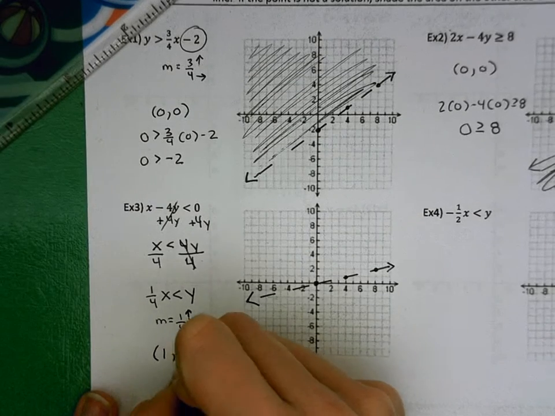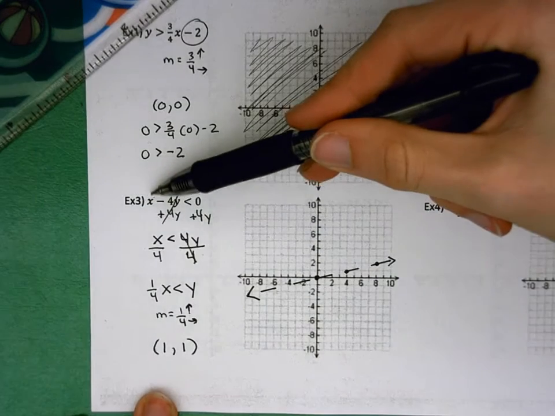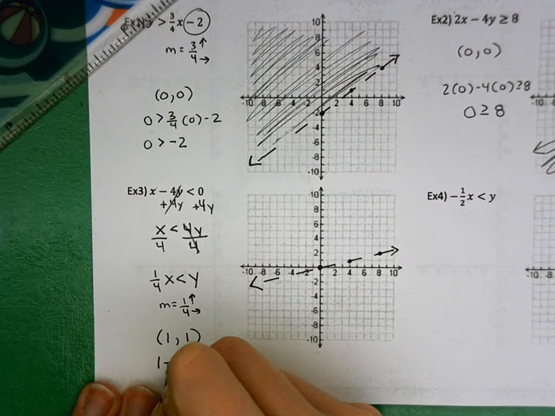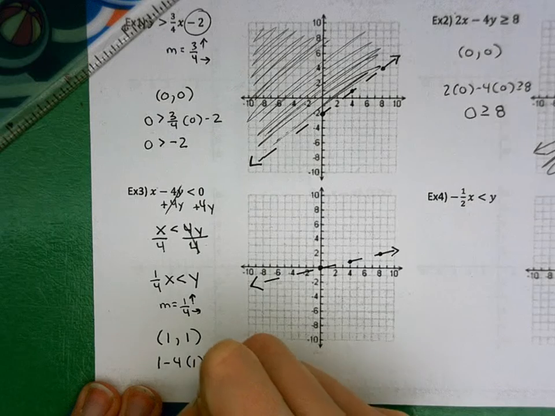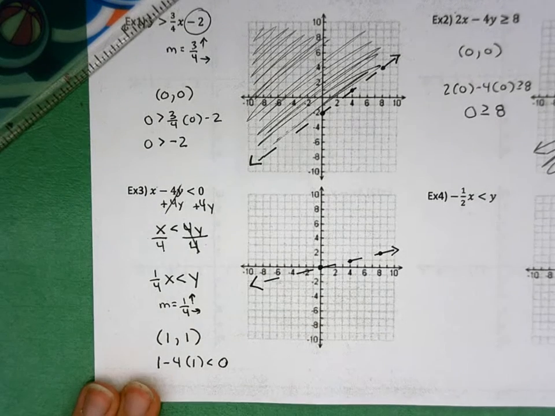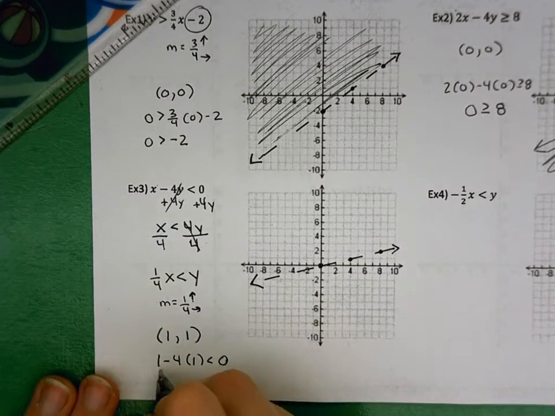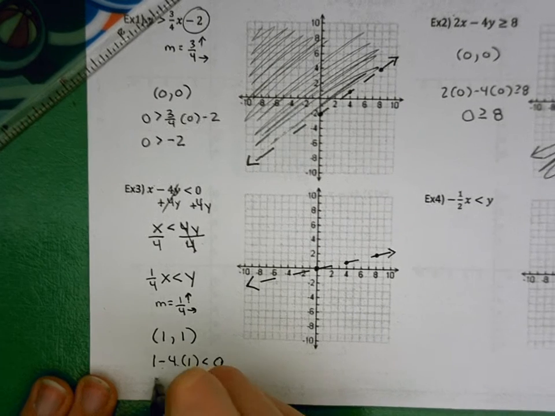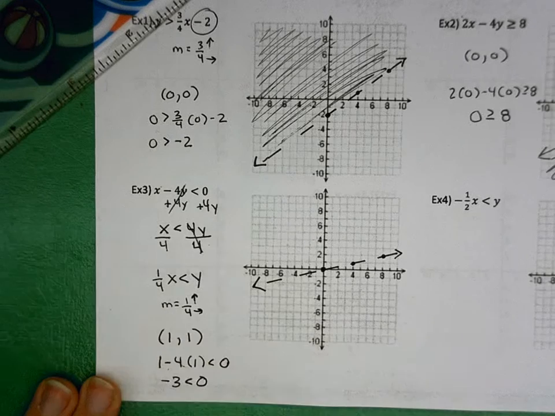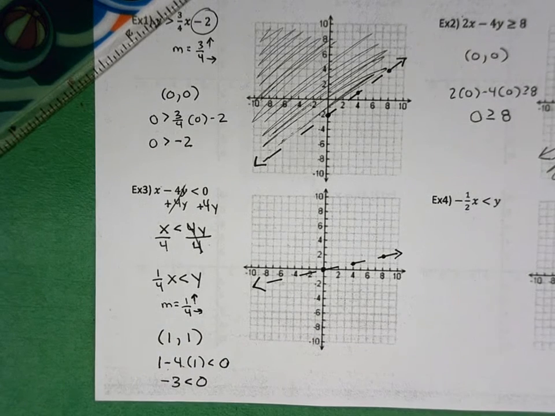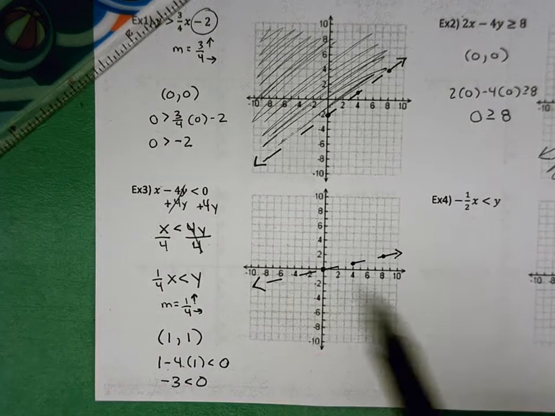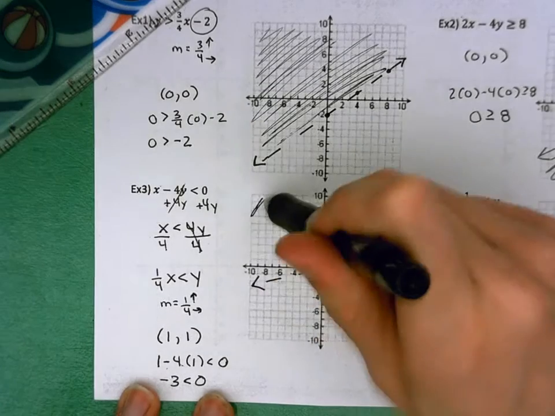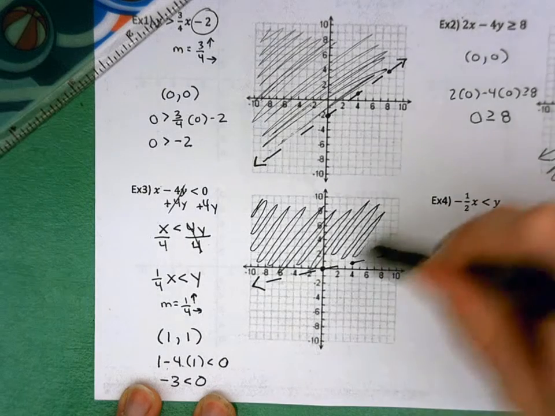I'm going to go ahead and pick 1, 1. And I'm going to be plugging it into my inequality up here. 1 minus 4 times 1 less than 0. Well, 4 times 1 is 4. 1 minus 4 is negative 3. Okay, is negative 3 less than 0? It is. And so the side that has 1, 1 on it, there's 1, 1 right here, I'm going to shade that side saying that yes, those are solutions. Those give me true statements.